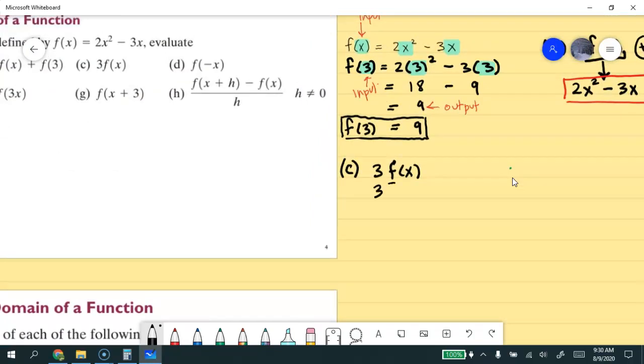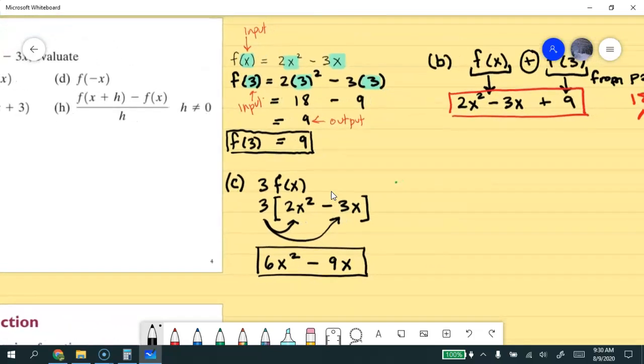3f of x means go to the function. Once again, the function is 2x squared minus 3x, and then multiply that by 3. That's all there is to it. So you multiply 3 into this parenthesis, and you're going to end up with 6x squared minus 9x, and that's it. We're done, and that is our answer.